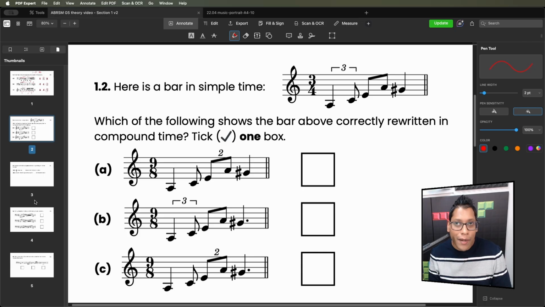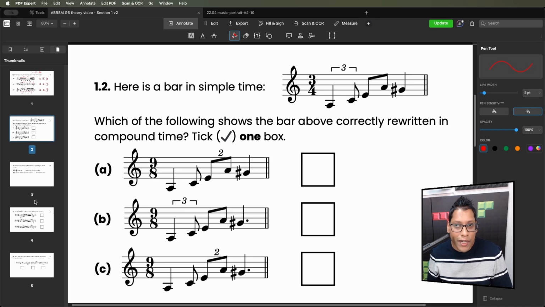If you know nothing about this subject, nothing about simple or compound time, we have a video available on our channel. The link should be displayed somewhere on the screen right now, but in case that doesn't work, the link will be in the description below so that you can check out that video if you need to. Let's have a look at what we have here.